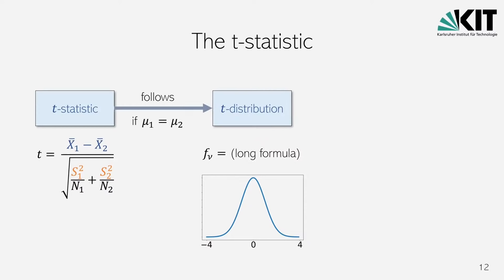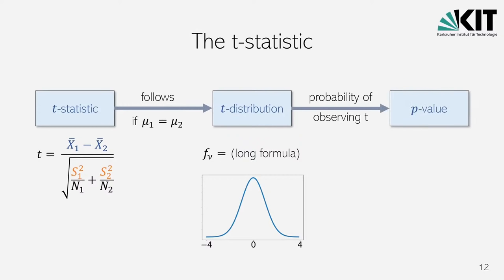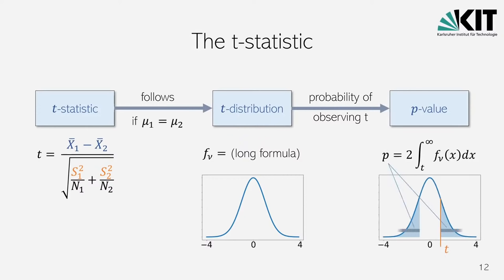Now, the essential insight of this test is that, given the assumption that the underlying means are equal, we can now compute the probability that we actually measure samples leading to a t-statistic such as the one that we observed. And this probability is called a p-value, and we get it by integrating the t-distribution from t outward.